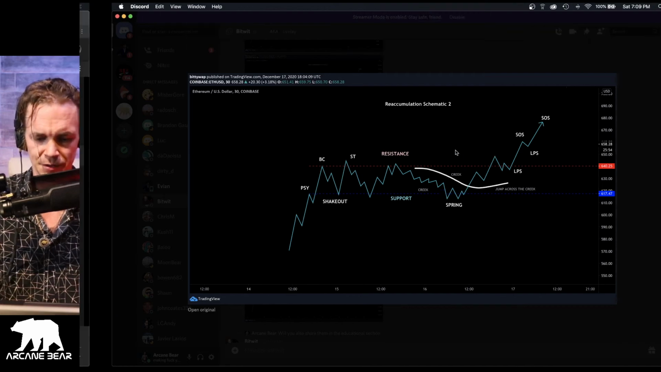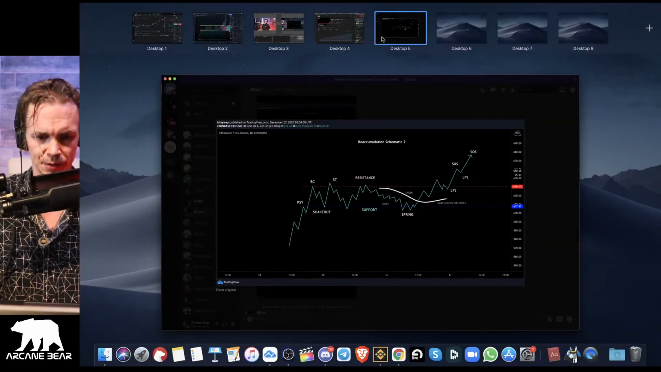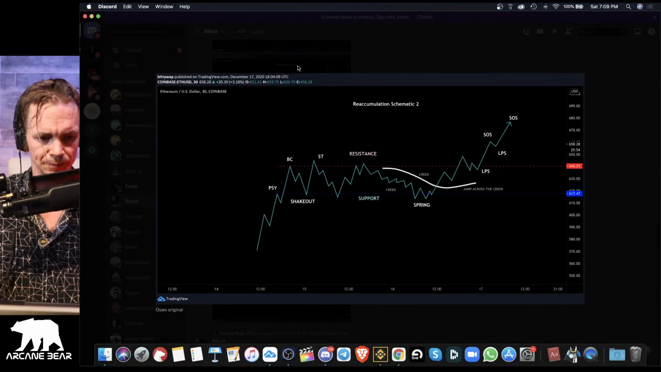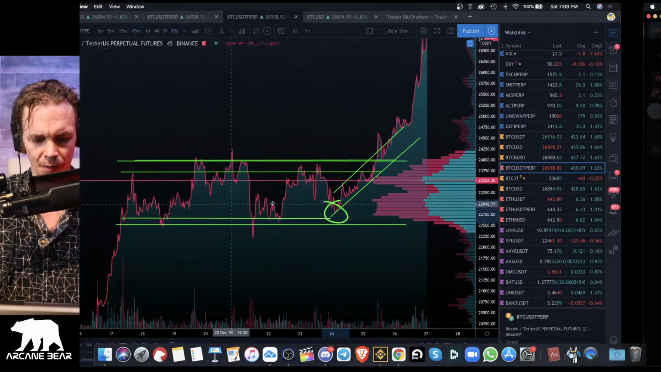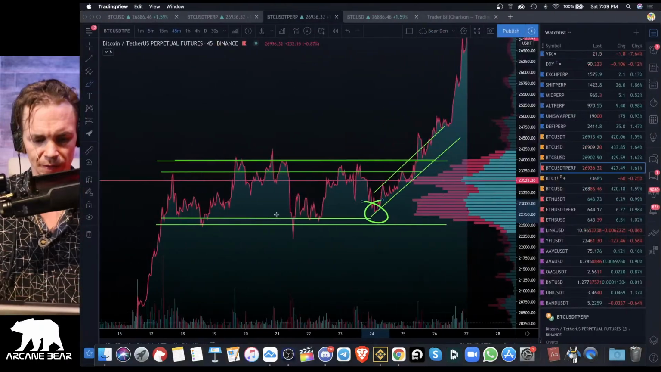But as you can see, actually let's put these closer together here. Bang. Yes, there we go. Something like this. The spring here did not go as low. This was actually quite a bullish moment. And then this was the shakeout. This was the primary shakeout effectively too.